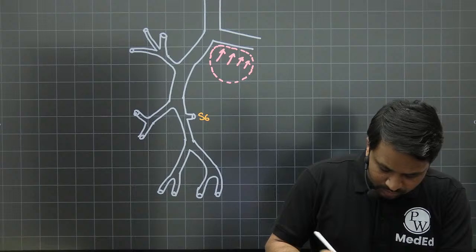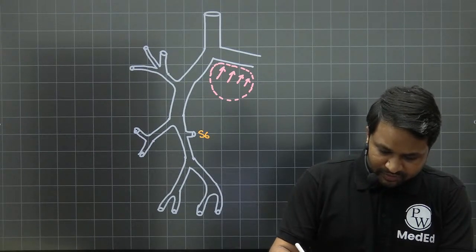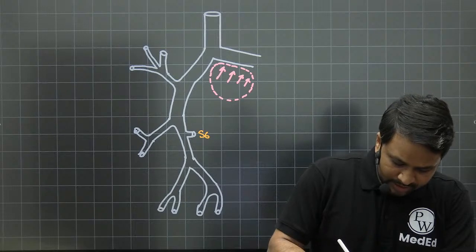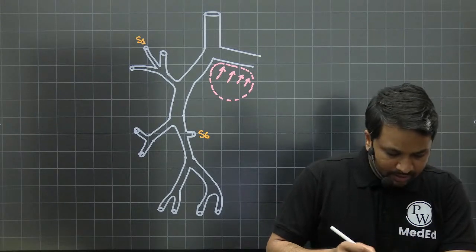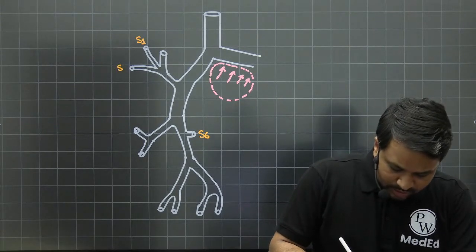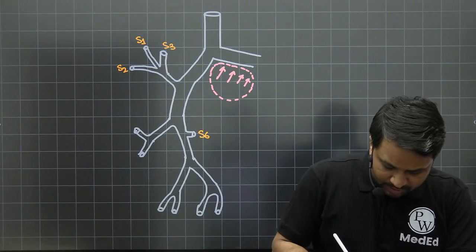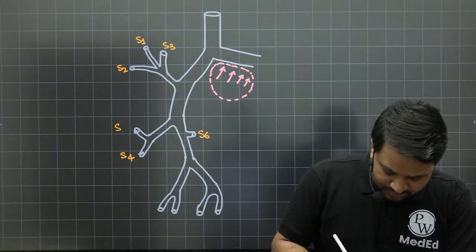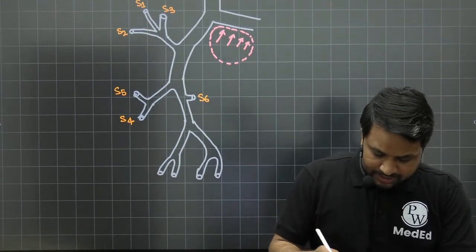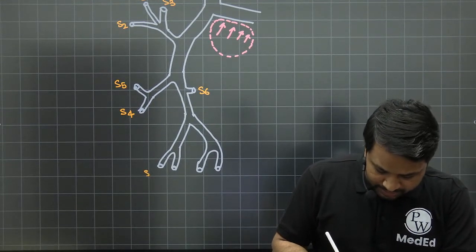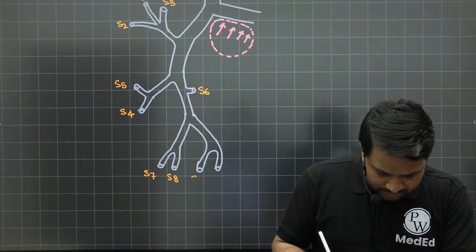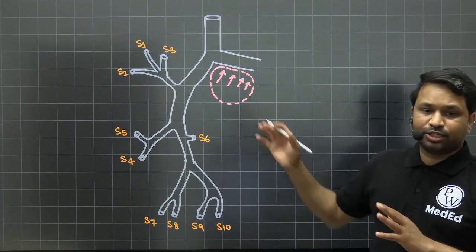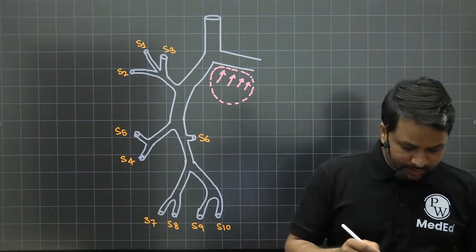So if I have to number them, as they have moved, because I've given S6, I have to number them. So this is going to be S1, that is apical. Then you have S2, which is posterior, S3, which is anterior. This is going to be S4, which is lateral, S5, which is going to be medial. S6 is here. Then this is your S7, this is S8, this is your S9, and this is your S10. Okay? So this is the orientation that you have for the tracheobronchial tree.